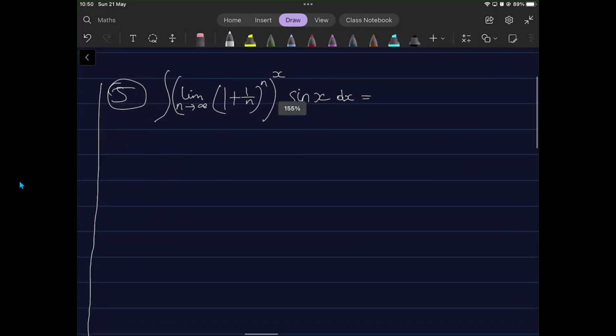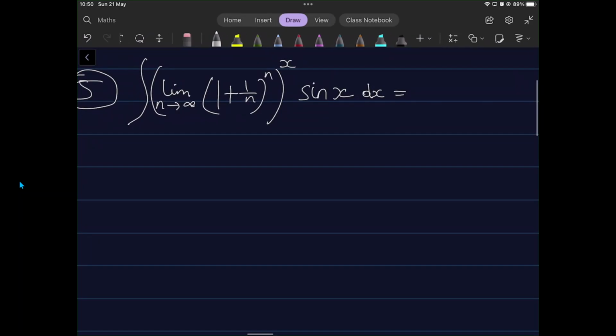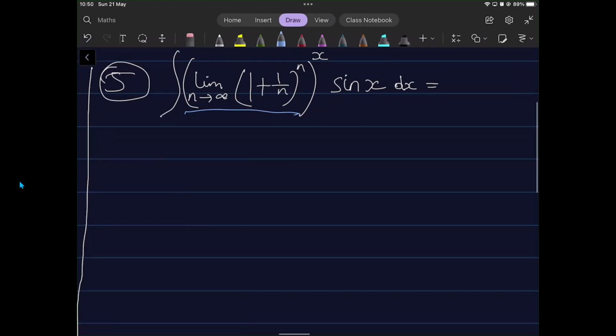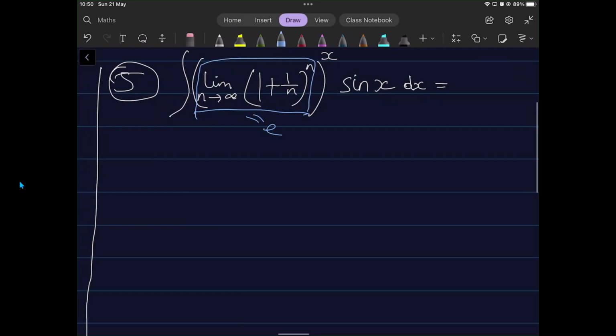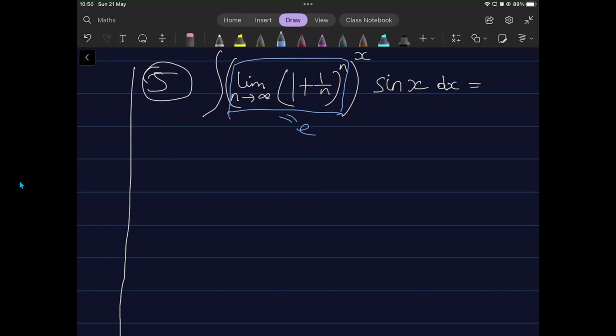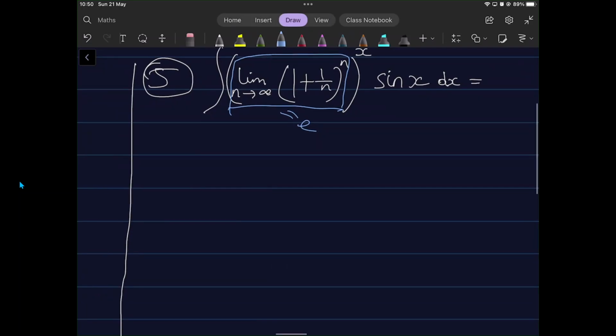Now we have integral number 5. What is this? I'm a little bit scared. What? How are we meant to do this? What is this limit? Well, actually, it turns out that this is equal to e, this bit here. And I'm going to prove that to you right now. Let's do it in blue. So the limit as n goes to infinity of 1 plus 1 over n all to the power of n equals, let's call it L. The purpose of this is so that we can do some manipulation later.